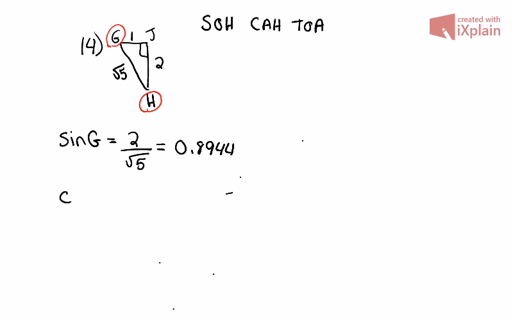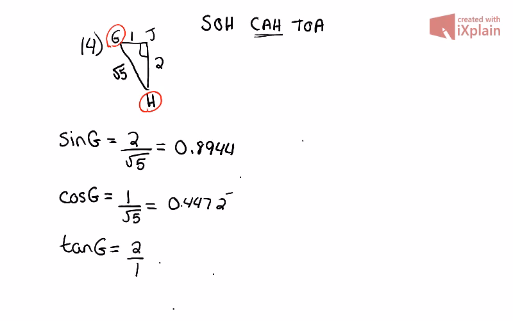Now I need to find the cosine of G, which is adjacent over hypotenuse. So the side adjacent to angle G is 1 over my hypotenuse, which is again root 5. And if we express this as a decimal, we get 0.4472. And then my tangent of G, tangent again is equal to opposite over adjacent, so that would be equal to 2 over 1, which would be 2.0000 if we express it with 4 decimal places.